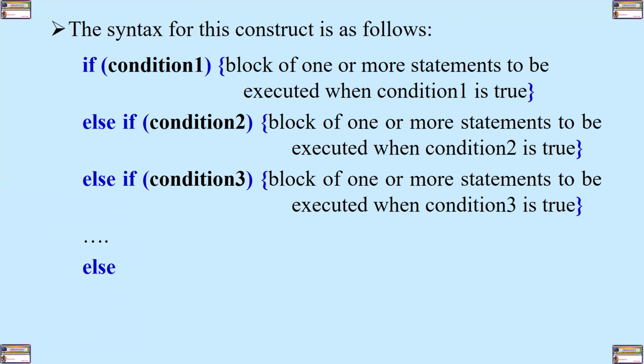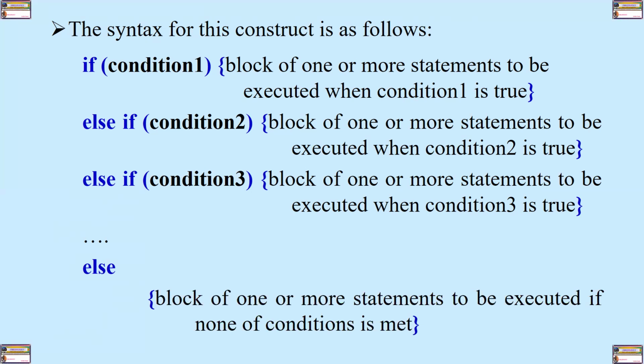And then if none of those conditions are met, you can do the last block. You can execute the last statement. So if condition 1 is not true, condition 2 is not true, condition 3 is not true, condition n is not true, do the last action, which is, if none of those conditions are met, then execute a block of one or more statements. So that's how we write it.